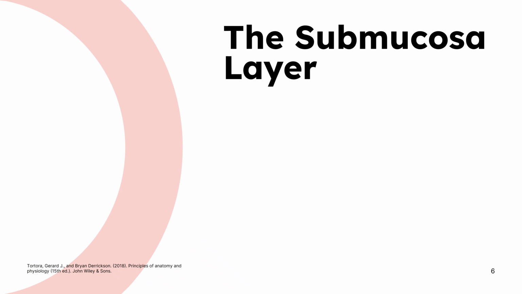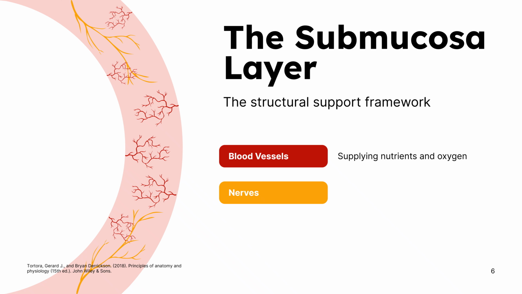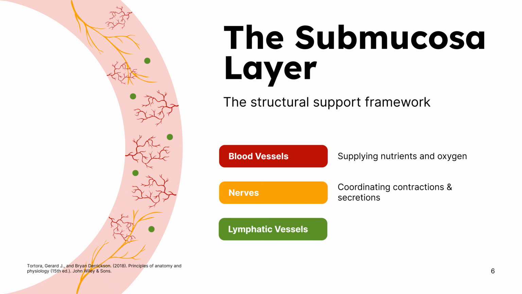The submucosal layer, which serves as the structural support framework within the gastrointestinal tract, contains a rich network of blood vessels that supply essential nutrients and oxygen to surrounding tissues. Additionally, this layer houses intricate nerve plexuses responsible for coordinating smooth muscle contractions and secretions. Finally, the submucosa includes lymphatic vessels that contribute to fluid drainage and transport immune cells.